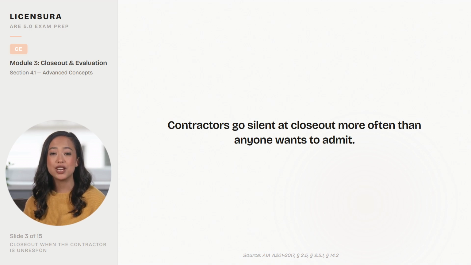Each step preserves the owner's rights and documents the contractor's failure to perform. Skip steps or move too aggressively, and the legal position weakens. The architect's job is to guide the owner through the sequence: written notice, reasonable time, remedy selection, documentation, so that whatever remedy is ultimately chosen stands up to legal challenge.